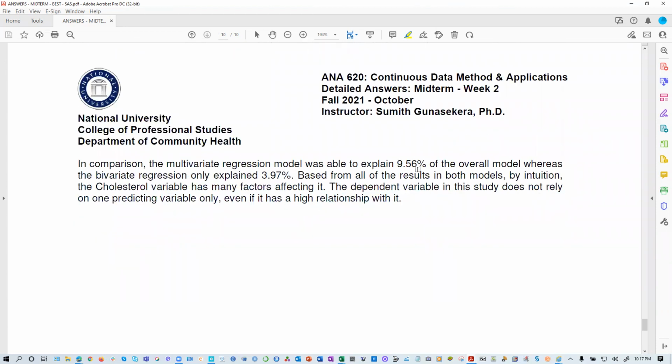So whatever results you're going to see based on this data, in comparison, the multivariate regression model was able to explain this much of the overall model, whereas the bivariate regression explained this much. Based on all the results in both models, by intuition, the cholesterol variable has many factors affecting it. The dependent variable in the study does not really rely on one predicting variable only, even if it has a high relationship with it.